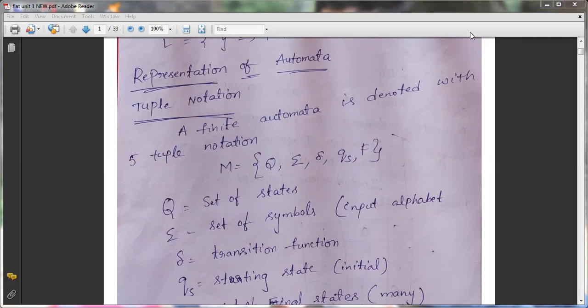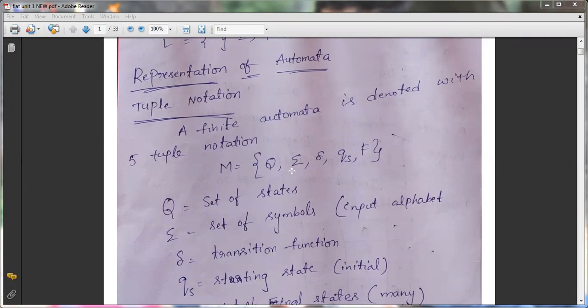So in this, 5 tuples will be there. Finite automata is denoted with 5 tuples. As I already told you, finite automata is nothing but a finite number of states. It will be having a finite number of states.